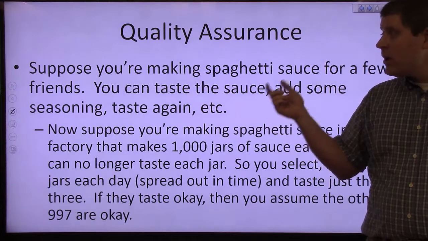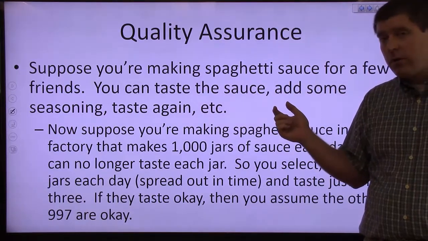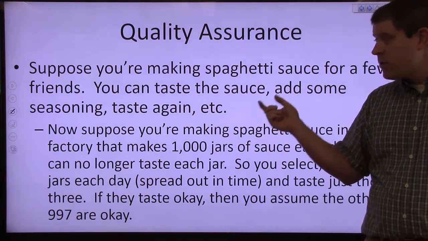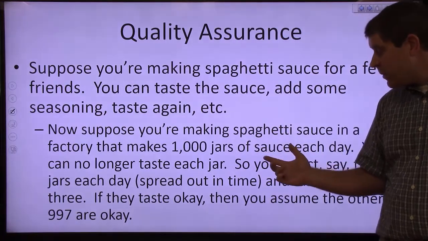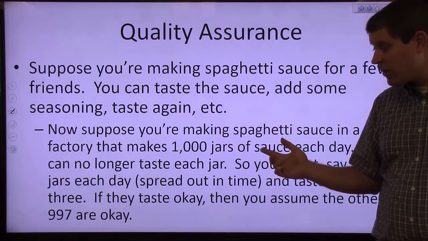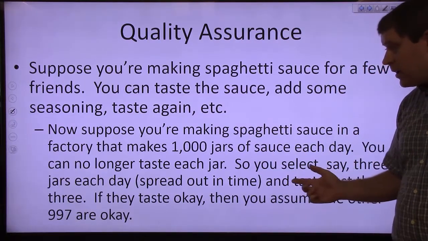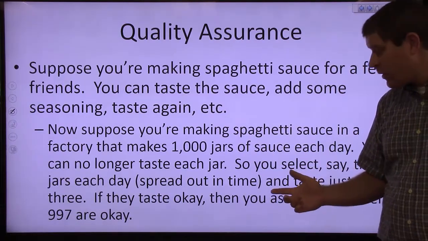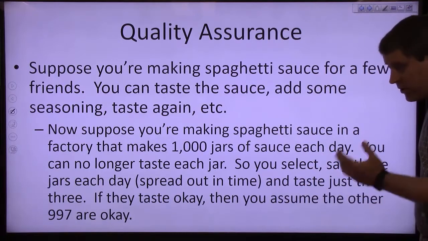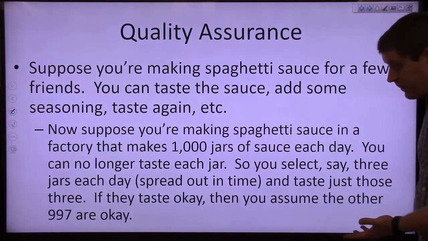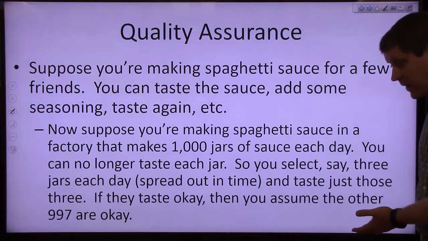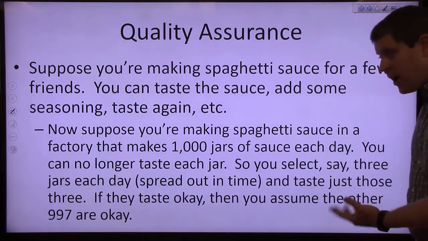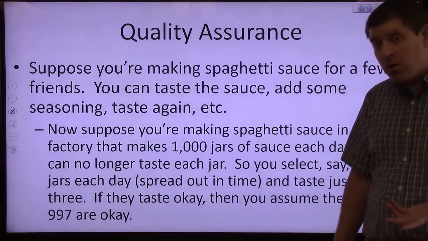Now, suppose that you're making spaghetti sauce for a few friends. You can taste the sauce, you can add some seasoning, you can taste it again, and so on. But if you're making spaghetti sauce in a factory that makes 1,000 jars of sauce each day, you can no longer taste each jar. So you select, say, 3 jars each day, spread out in time, and you taste just those 3. If they taste okay, then you assume that the other 997 are okay.